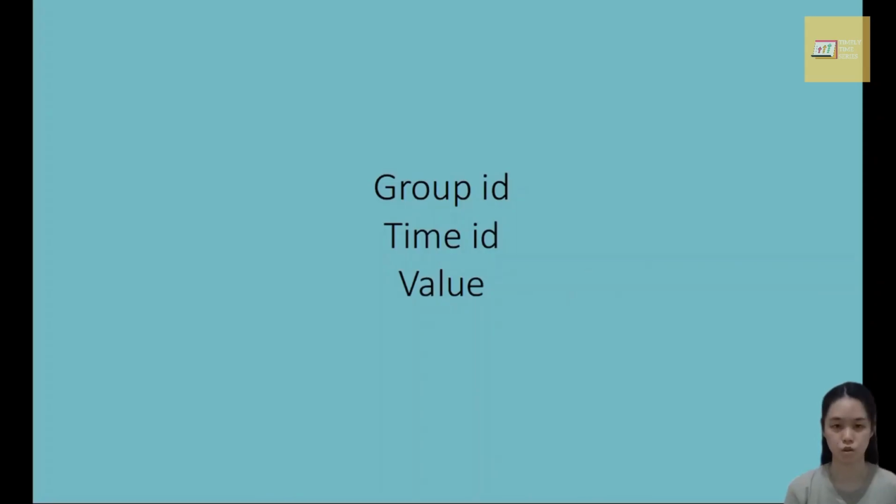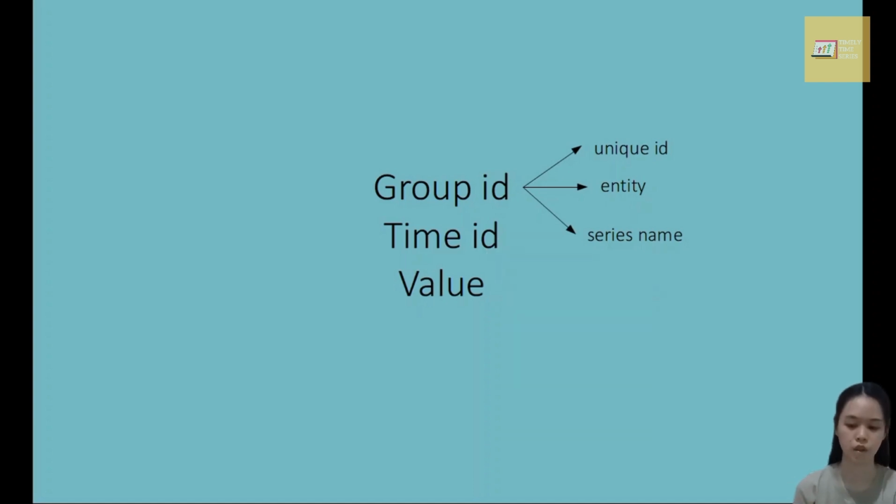So before answering our question, we need to understand the anatomy of our data frame. This is sort of like a requirement. To be able to transform our dataset, we need to have these things: group ID, time ID, and value. Group ID has many synonyms like unique ID or entity. It's basically the series name. In other words, in our data frame, we need to have a group of time series, or a group of data if you're dealing with a non-time series dataset.